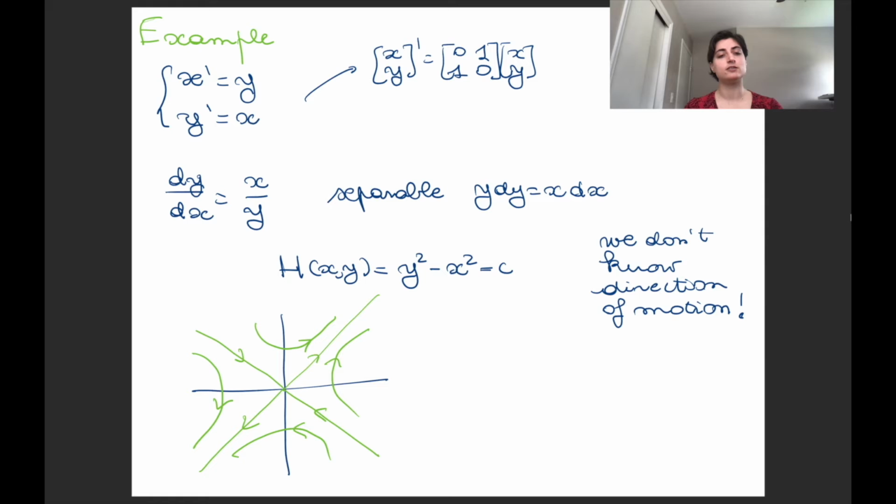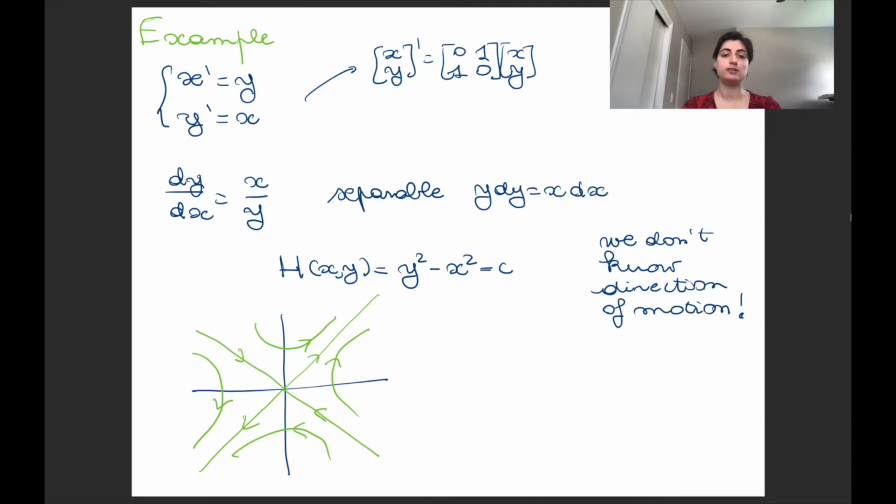For example, we can consider x prime equals y, y prime equals x. It's a linear ODE system, so we can actually rewrite it as the vector (x,y) prime equals the matrix [0, 1; 1, 0] multiplied by the vector (x,y), and we know how to solve that. But we can also solve it through the method we just described. So we're going to write dy over dx equals x over y. And in this case, it is separable, so we can write y dy equals x dx.